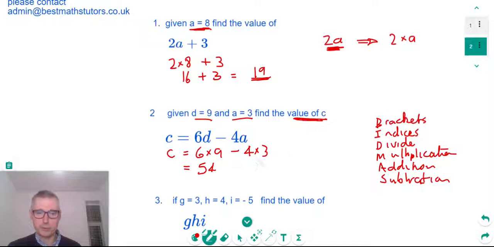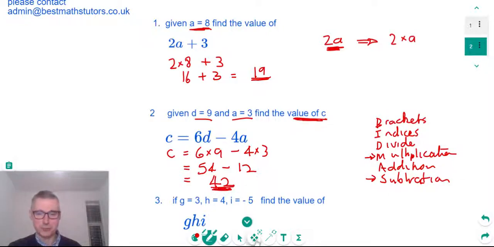So because we've got both a subtraction there and a multiplication, because the multiplication is higher up than the subtraction, what we have to do is do the multiplication first. So we just write the minus there, and then it's 4 times 3 is 12. And then we can do the takeaway. So what we've got to do is 54 take away 12, and that gives us 42.